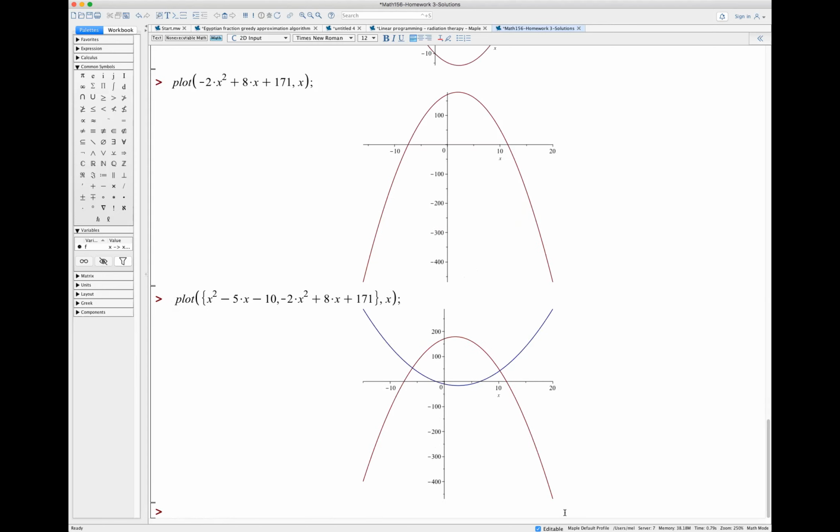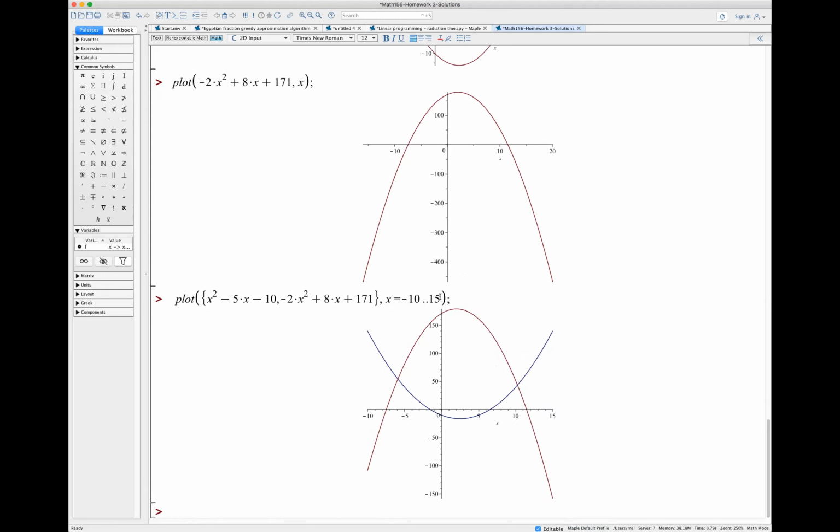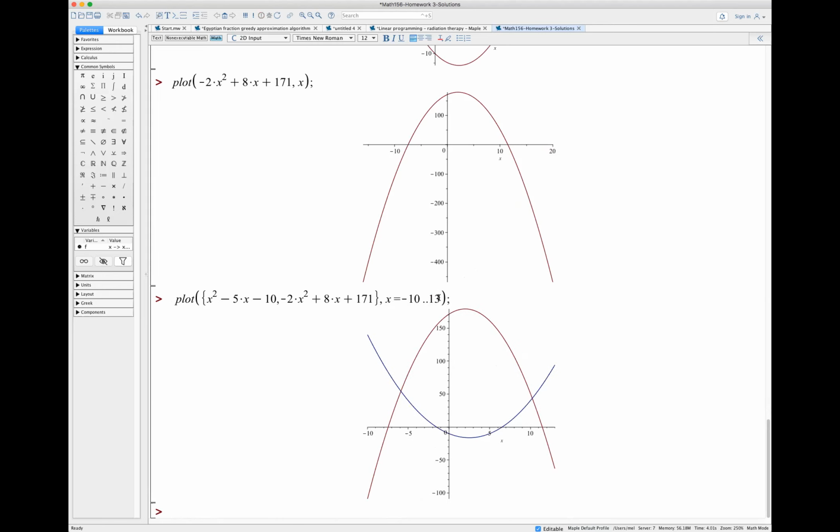There they are. One parabola going up, one parabola going down. Maybe I'll just graph it from minus 10 to 10. Oops, better go a little bit further, to 15. There we go. That's a little nicer. So here's the intersection of these two parabolas.